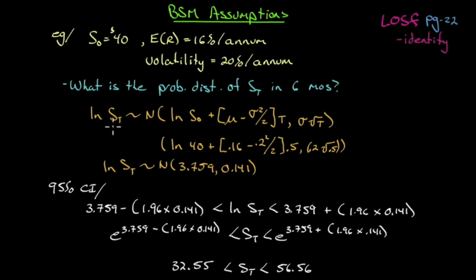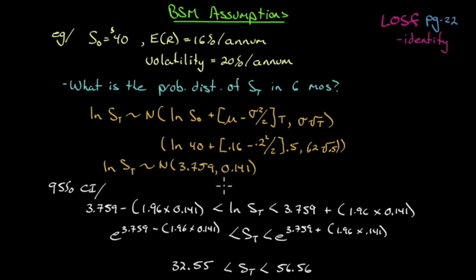We know that the natural log of the future stock price is distributed normally with a mean as follows and a standard deviation. So we can solve for the mean and standard deviation. We know what these variables are now, so we solve for that, and we get this. Well, what do we do with this? We want the probability distribution of ST, not the natural log of ST.